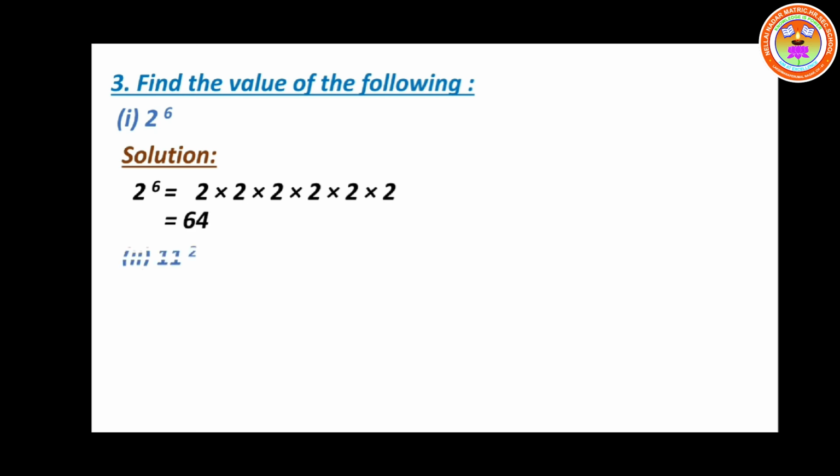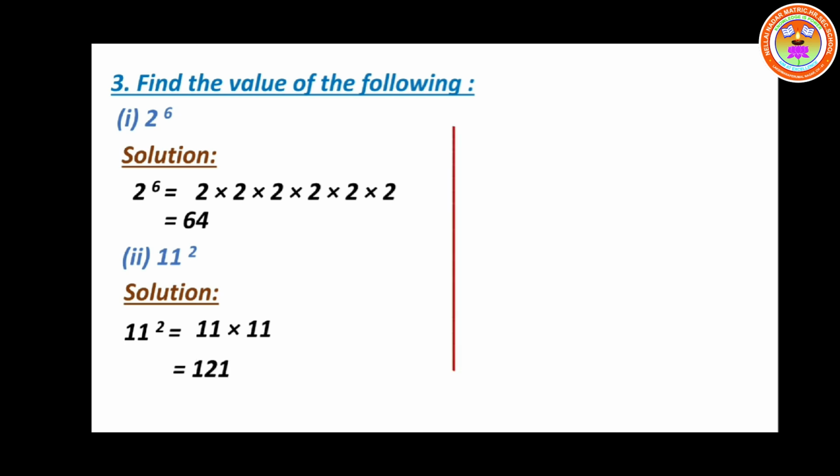Okay. Now subdivision 2, 11 square. So the solution is 11 square is equal to 11 into 11. So 11 11s are 121 is your final answer. Let us move on to subdivision 3, 5 to the power of 4. So 5 to the power of 4 can be written as 5 into 5 into 5 into 5. So 5 5s are 25, 25 5s are 125, 125 into 5 you will be getting 625.